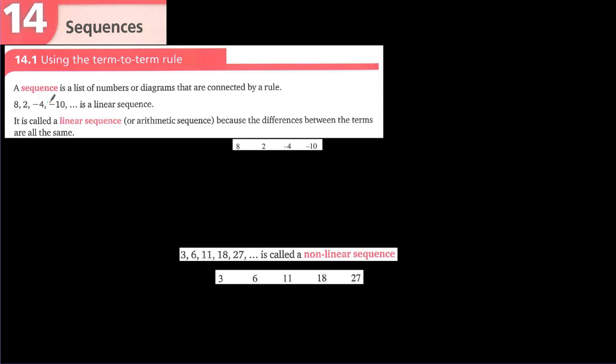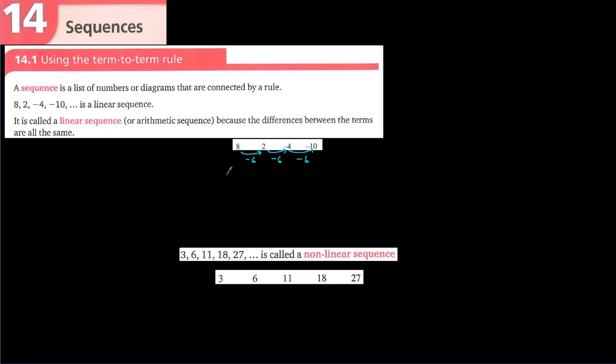8, 2, minus 4 and minus 10 is a linear sequence or arithmetic sequence. I'm going to generally use this term. It is an arithmetic sequence because there is a common difference between the terms. Here I'm going to show what the common difference is. From 8 to 2, you are going to subtract 6. From 2 to minus 4, you are going to subtract 6. From minus 4 to minus 10, it's again minus 6.